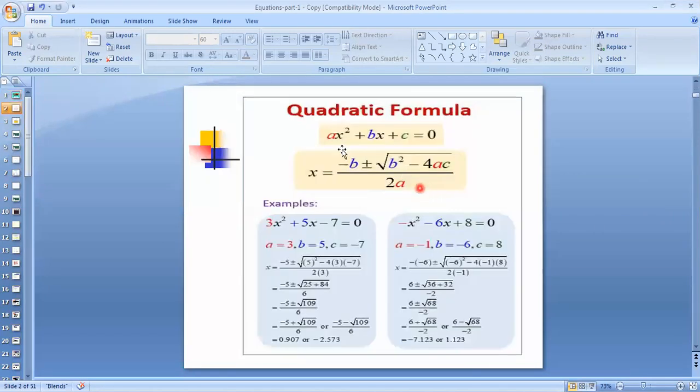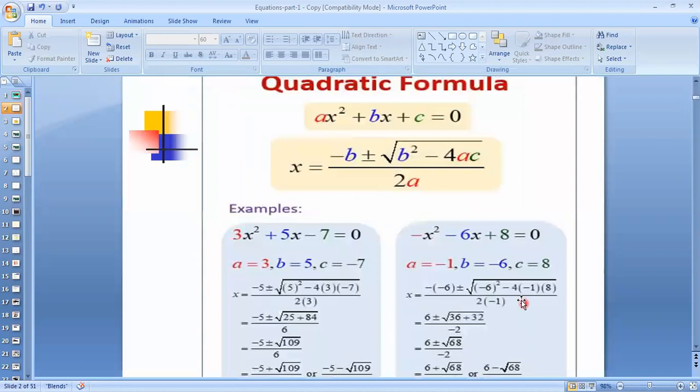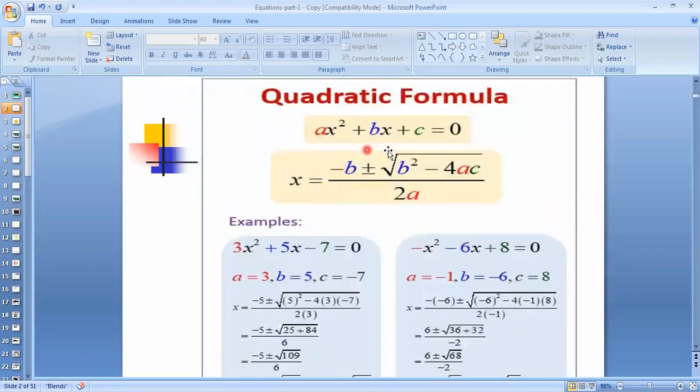Actually, what is a quadratic equation? You must know: x square plus bx plus c equals 0. These types of equations are called quadratic equations. And after solving this, what did we get in our previous lecture? x equals minus b plus minus square root of b square minus 4ac, divided by twice a. Here a is the coefficient of x square, b is the coefficient of x, and c is the constant term of the quadratic equation.